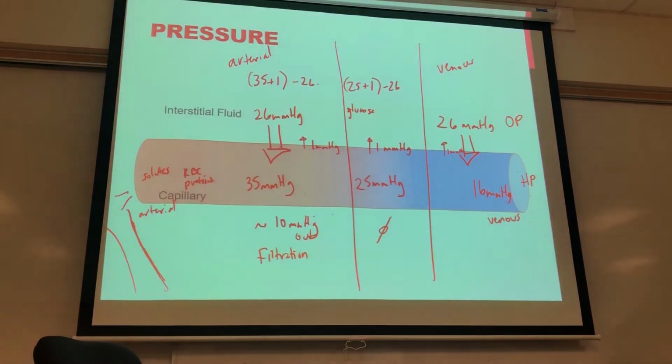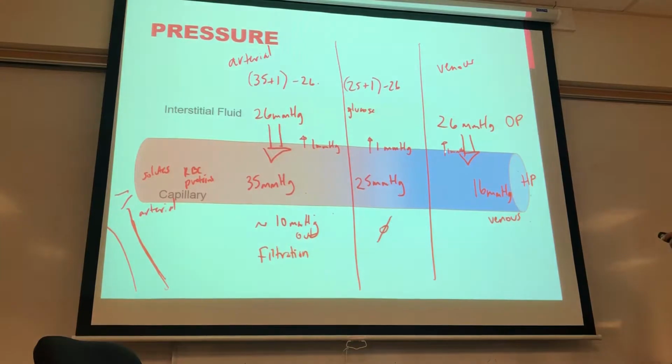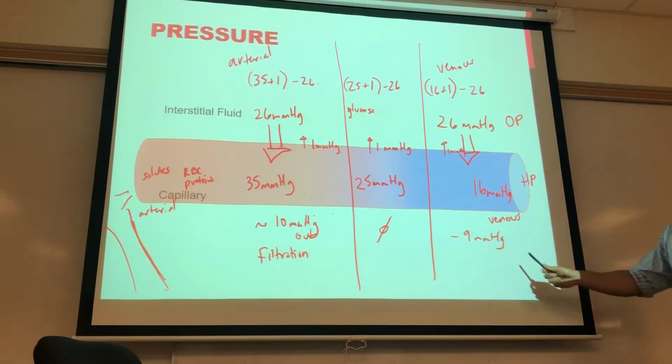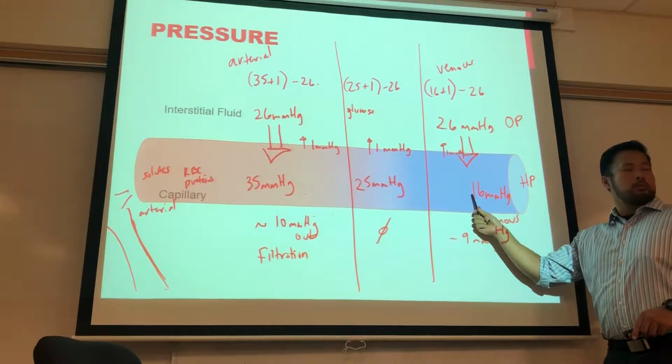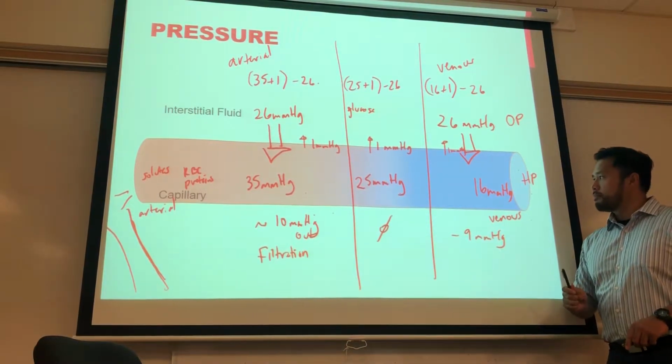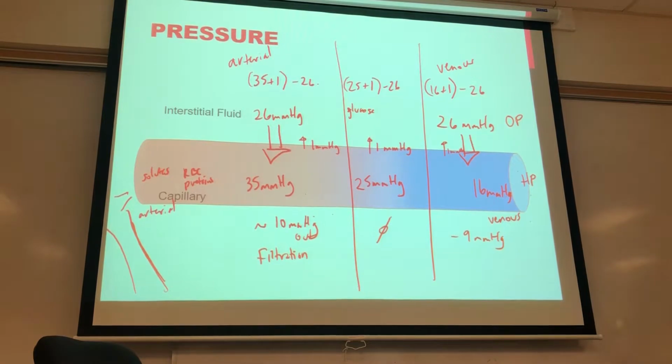And then on the venous side, 16 plus 1, 17, minus the 26 comes out to negative 9 millimeters of mercury. And that means there's more fluid going back into the blood than coming back out. And we call that reabsorption.